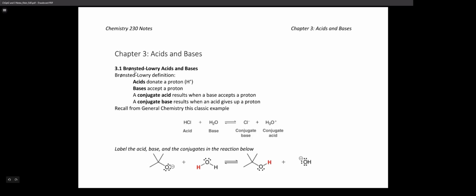An acid, according to Bronsted-Lowry, is any molecule that donates a proton in a reaction. By donates a proton, that means if we look at the before and after picture, an acid is losing an H+. A base, on the other hand, is whatever is accepting the proton.